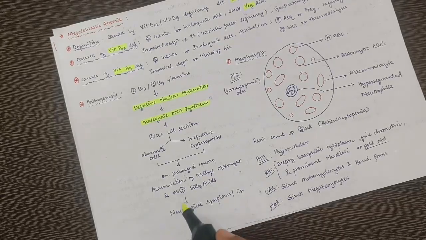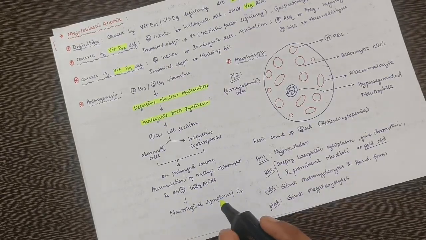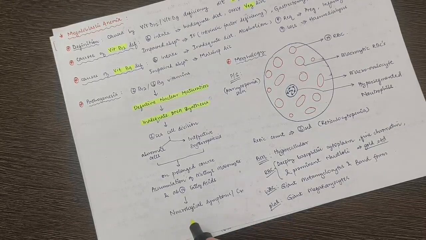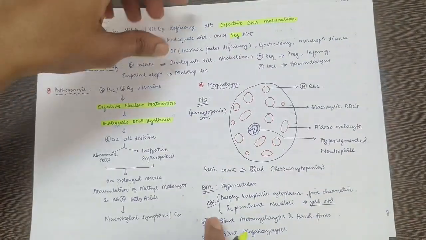So these products accumulate in the body, and they will lead to neurological symptoms or complications in megaloblastic anemia. This is why in case of vitamin B12 deficiency, you are going to see the neurological defects. Okay. Now we will deal with the morphology, that is the peripheral smear.